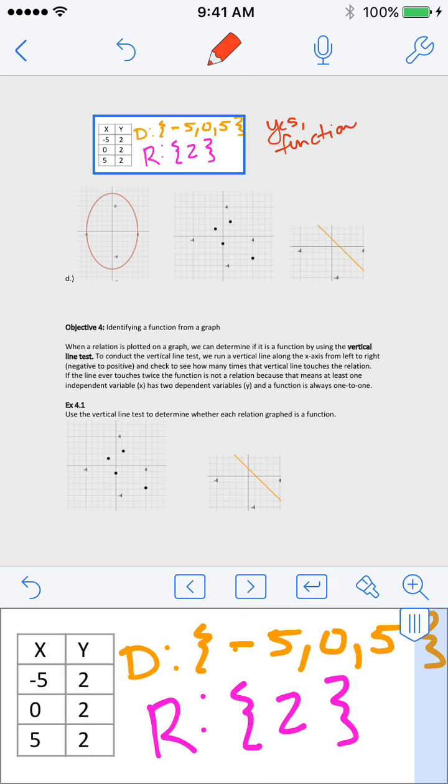It's a function, right? It's a very boring function, I will tell you that. And basically a return value of 2. That's awesome. Who cares? It's just 2, right? But sometimes those are important. So yes, this is a function.